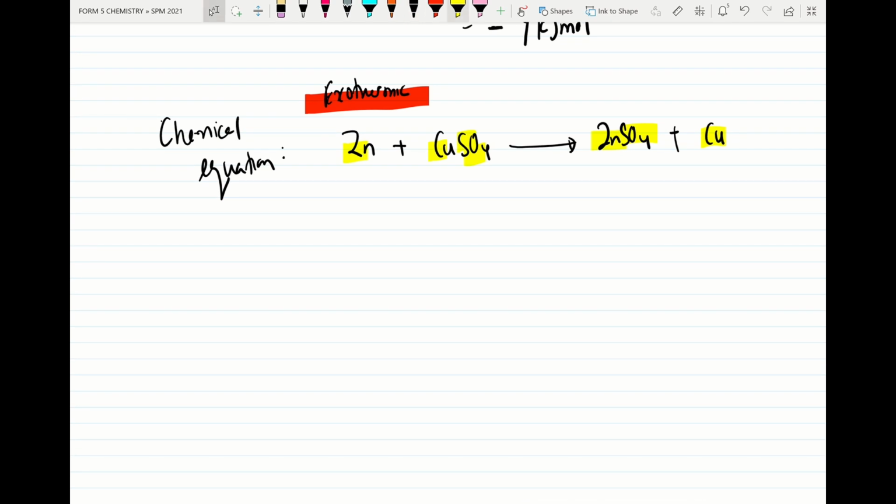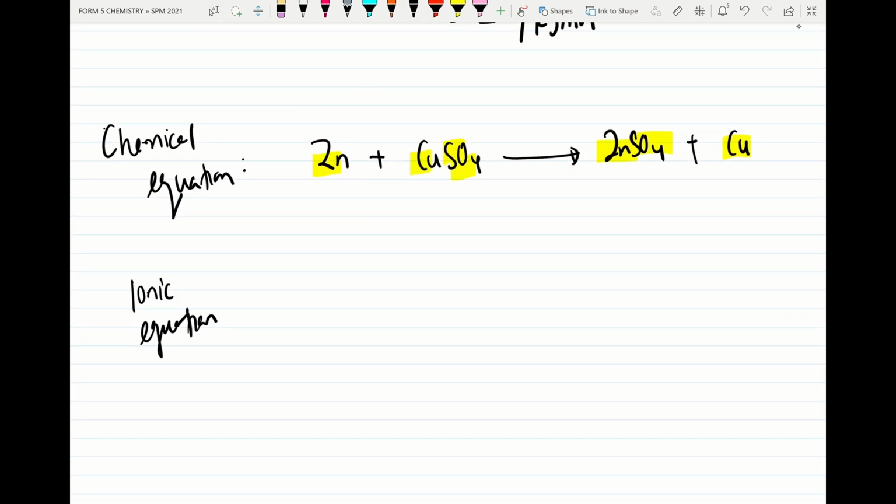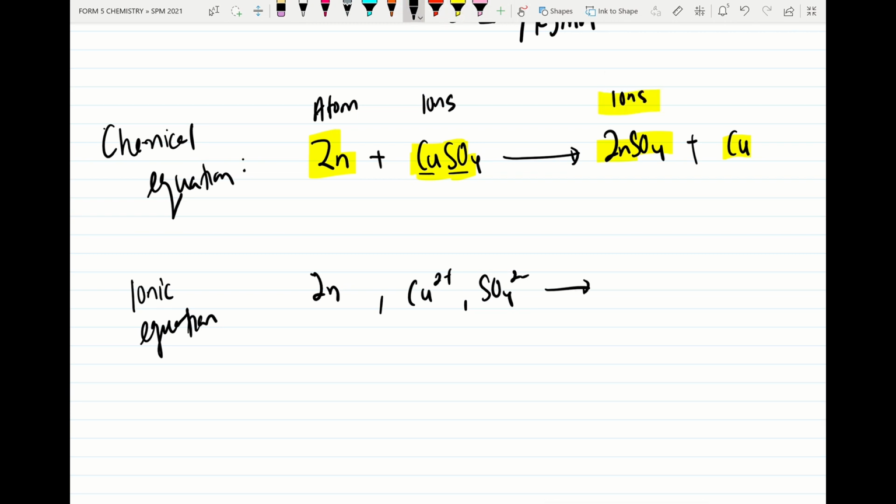If in the exam they ask for the ionic equation, please list out all the particles present in the chemical equation. Zinc exists as an atom, so I put zinc atom. Copper(II) sulfate is a soluble salt, made up of an ionic compound, so I list out the ions: copper(II) ion and sulfate ion. Zinc sulfate is also a soluble salt, so it exists as ions. Copper is an atom. So here I list out zinc ion, sulfate ion, and copper atom.